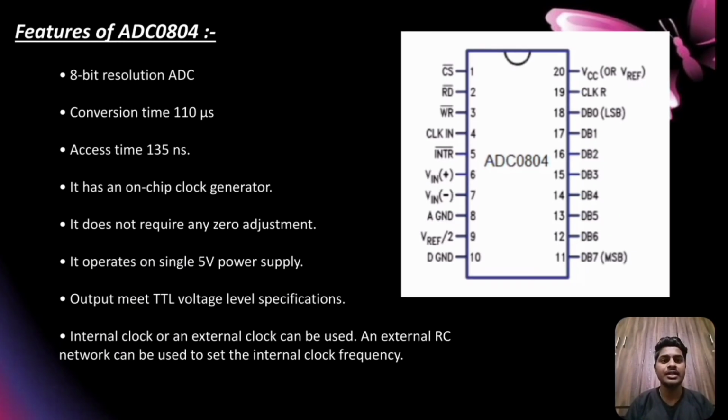Successive approximation register, SAR. Features of ADC0804. You can see on the right side the pin diagram of ADC0804. It has 8-bit resolution, conversion time of 110 microseconds, and access time of 135 nanoseconds. It has an on-chip clock generator. It does not require any zero adjustments. It operates on a single 5 volt power supply. Outputs meet TTL voltage level specifications. Internal clock or an external clock can be used.